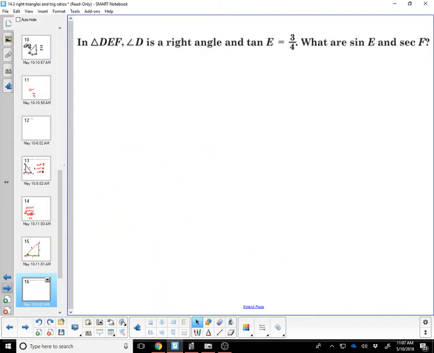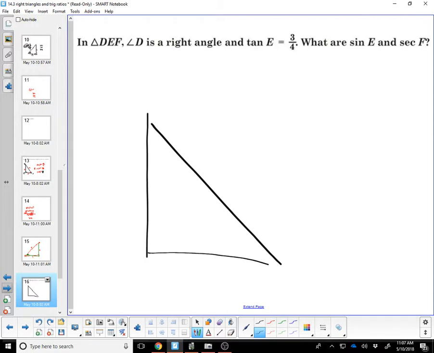Here, check this out. Here's another triangle for us. Okay? So this triangle, we're calling it triangle DEF, where D is the right angle. So D goes here. So E, F, D. And they're telling me that the tangent of E is 3/4. What does that mean?